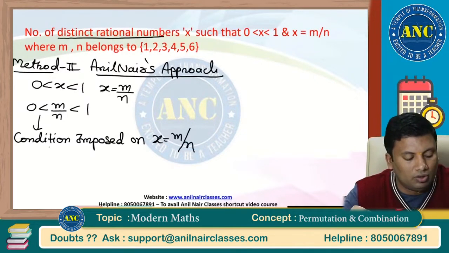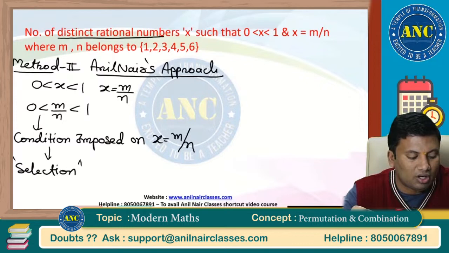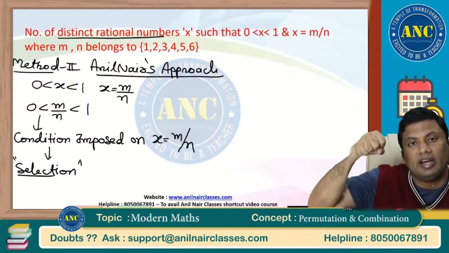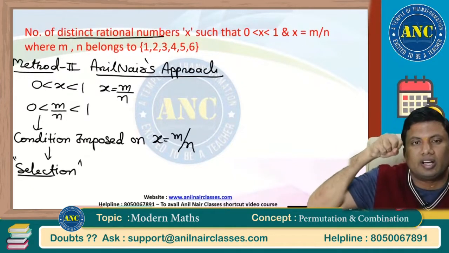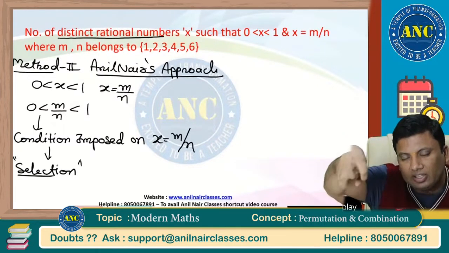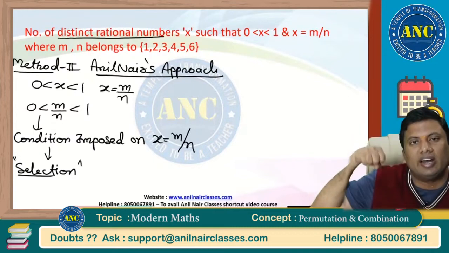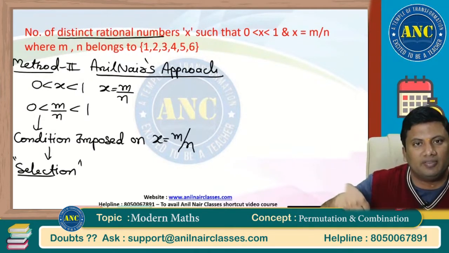Yesterday I told you, whenever there are conditions imposed on a problem, I will use selection. I will not use arrangement. I am selecting some people. In a class of 30 students, I am selecting the students who got greater than 90 percentile in the CAT examination. I am selecting the students who are good in mathematics, the students who are tall, the students who are good in extracurricular activities.